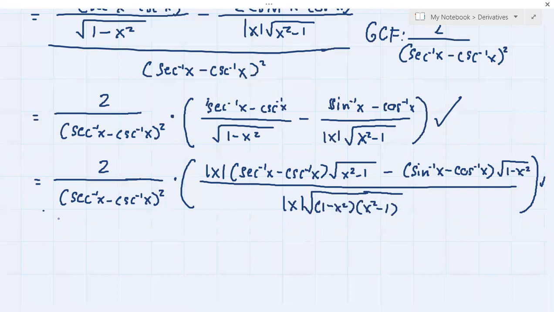So, yun lang naman guys. I hope you have learned something in this video. Alright? So, the next topic naman tayo is hyperbolic trigonometric function. Okay? Then after that, we will now proceed sa exponential and logarithmic function. And of course, last but not the least, is yung chain rule of differentiation.